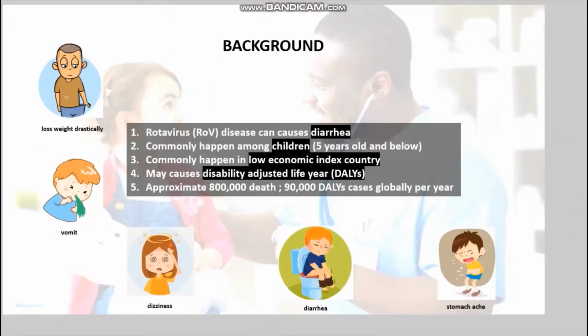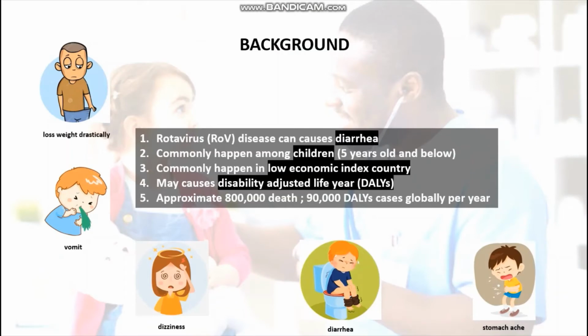Basic background of rotavirus: it causes diarrhea, commonly attacks children below 5 years old, and mostly happens in poor countries. It causes disability-adjusted life years, or DALYs. These are all the symptoms once affected by rotavirus.